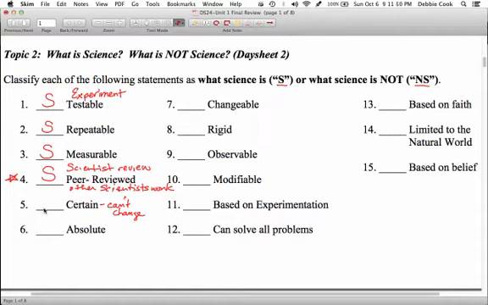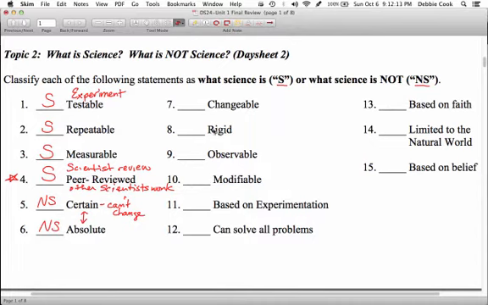So science is not certain. Science changes all the time. So we're going to put an NS for number 5. Number 6 is asking whether or not science is absolute. Well, absolute and certain mean the same thing. So obviously science is not going to be absolute, so we're going to put an NS.